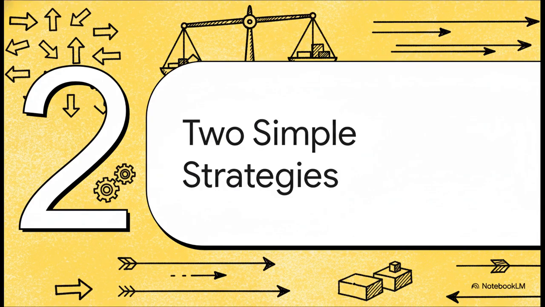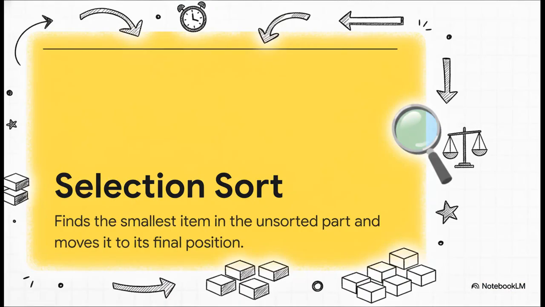It is the very first step in turning total chaos into useful, organized information. All right, let's meet our first two contenders. These are the kinds of straightforward, intuitive approaches you might even come up with yourself if someone just handed you a shuffled deck of cards and said, put these in order. First up, we've got selection sort. Let's call it the methodical scanner.